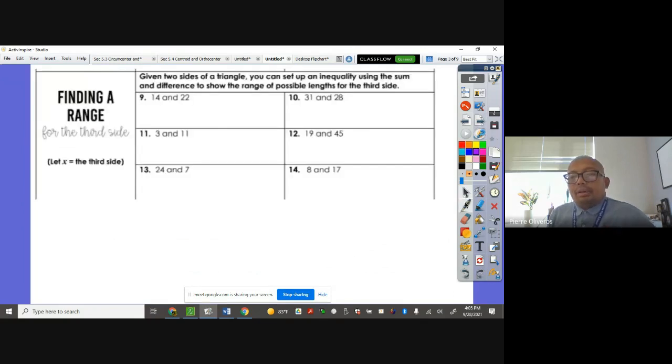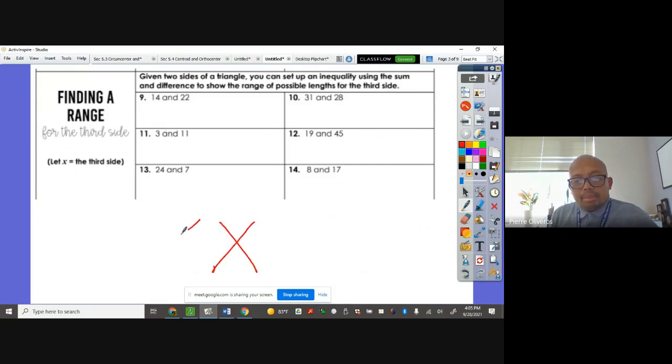How do you find the range? You cannot just add them and compare to the third side. There should be a range wherein you can figure out what the third side could be. Given two sides of a triangle, you can set up the inequality using the sum and difference to show the range of possible lengths for the third side. And here's the formula to know.